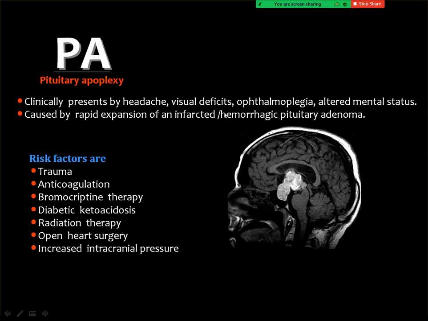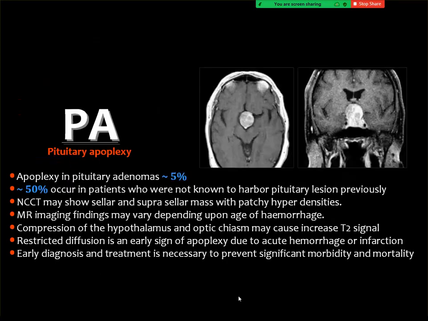The patients with apoplexy present with headache, visual deficits, ophthalmoplegia, or sometimes altered mental status. And these symptoms are due to rapid expansion of the infarcted hemorrhagic pituitary adenoma. The causes or the risk factors for the development of hemorrhage inside the pituitary adenoma are trauma, anticoagulants, bromocriptine therapy, diabetic ketoacidosis, radiation therapy, open heart surgery, and increased intracranial pressure.